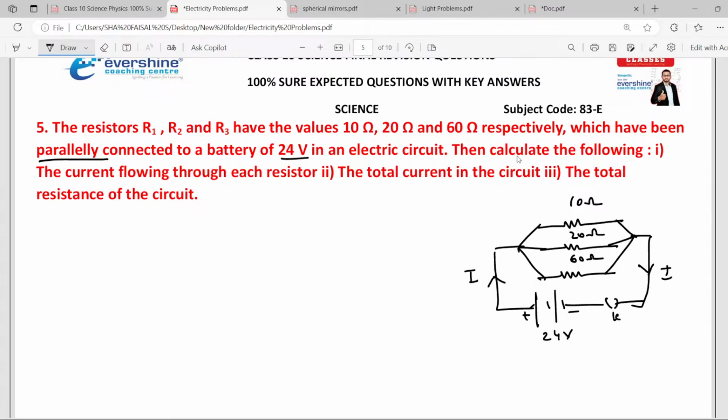Now the question is to calculate the following. Current flowing through each resistor. Through the 10 ohm resistor, how much current is going? 20 ohm, how much current? 60 ohm, how much current? So we have to calculate the current flowing through each resistor. And the total current in the circuit. How much total current is there in this circuit? And total resistance. After you add all the values, that is called the effective resistance, and they are asking us to calculate it.